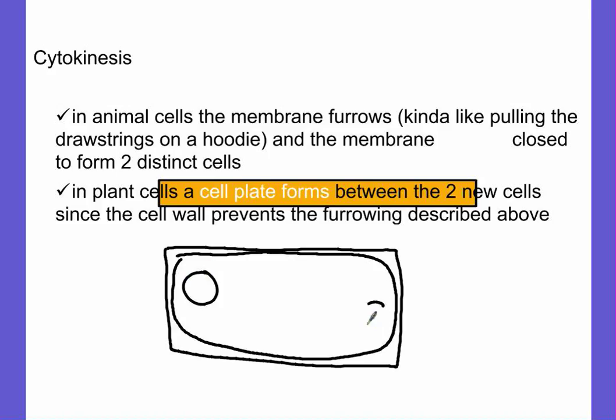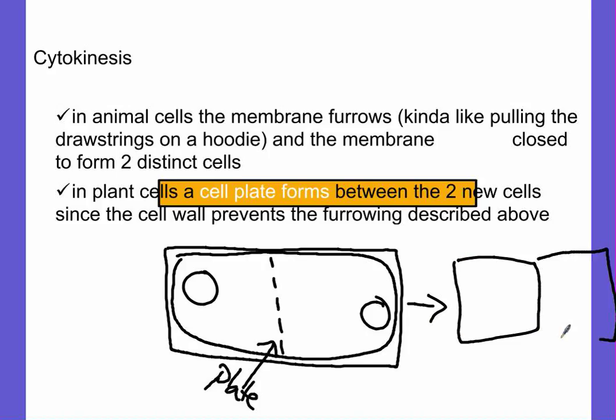I'll have 2 nuclei on one end and the other, and I need to separate those 2 cells, but I can't do that same drawstring action I did before. The cell wall is rigid, so I can't pinch that off to form 2 new cells. I actually have to build a new cell plate right up and down the middle of that cell. So I'm going to build this cell plate that eventually turns into a cell wall, separating those 2 plant cells in the long run.